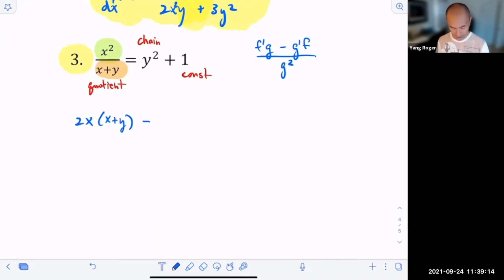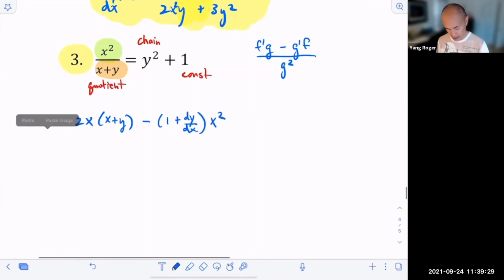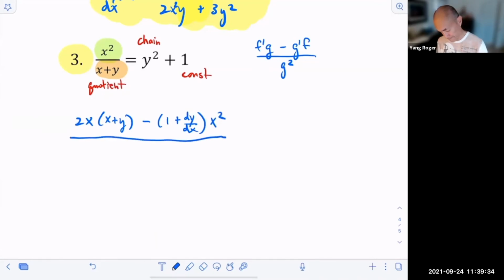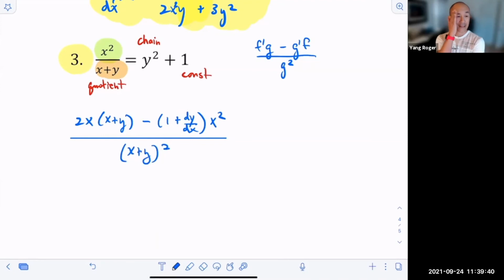Now we need the derivative of x plus y. The derivative of x is just 1. And the derivative of y is just dy dx. And then you got to keep the top thing, which is x squared, all over the bottom squared, which is x plus y quantity squared. Is there any questions about that quotient rule that I just did?